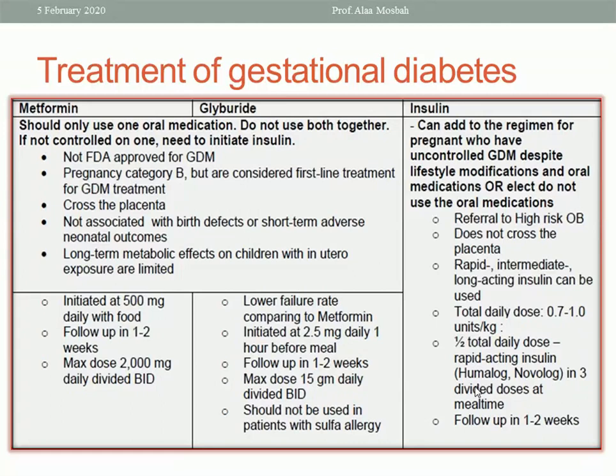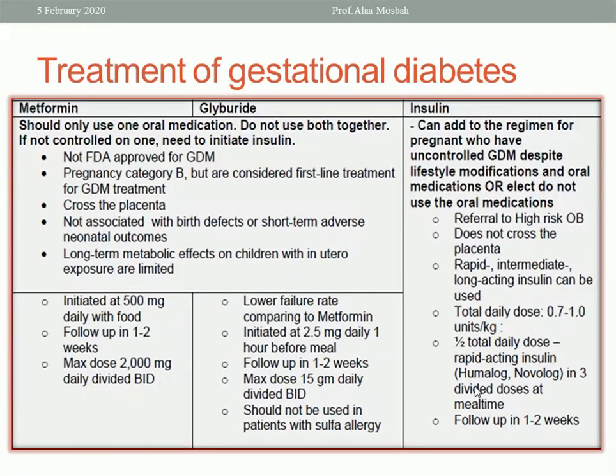It is not yet approved by the FDA. It is considered pregnancy category B, so it is safe. It crosses the placenta, but is not associated with birth defects or short-term adverse neonatal outcomes. Long-term metabolic effects on children with in utero exposure are limited.